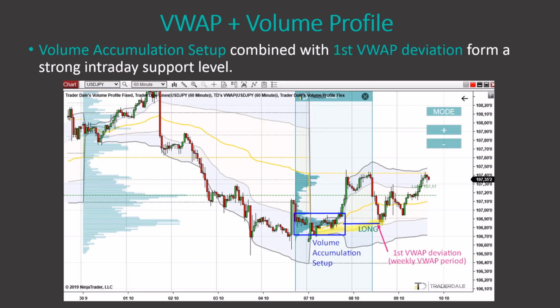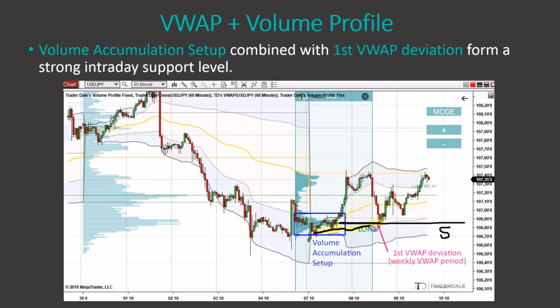So let me delete that and let's have a look at where the volumes were the heaviest in this volume cluster. In here, at this place, right? This is where the volume profile is the thickest. This is the most significant place. So based on the volume profile logic, this should work as a support. Now let's have a look at the VWAP and the deviations. Now this gray line, which I highlighted in yellow, is the first deviation.